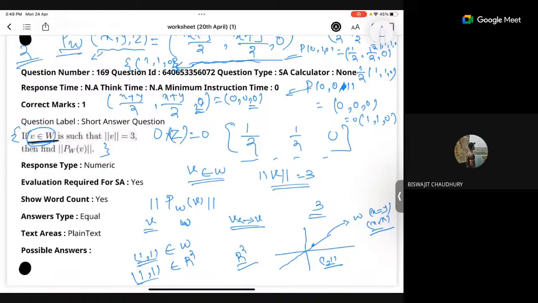Okay, sir. So is it clear to you? Are you getting it? Yes, sir, it's clear. That is why only one mark is given. There is only a theory part actually.